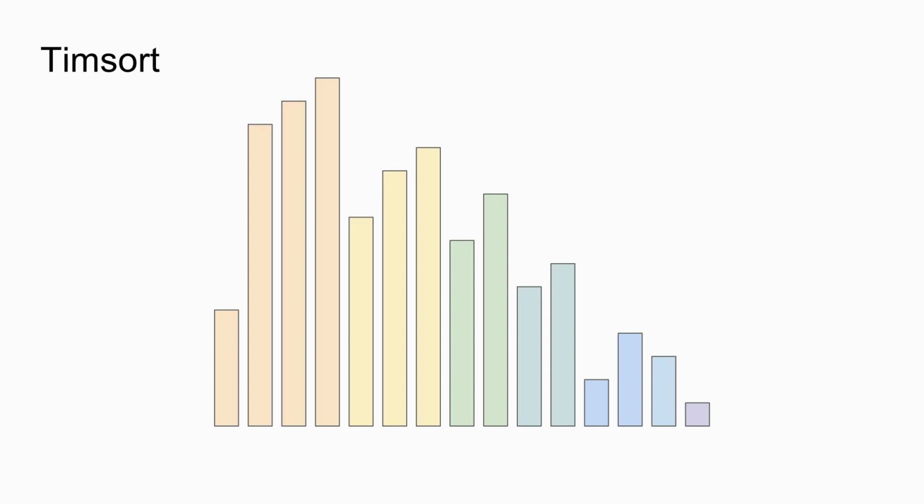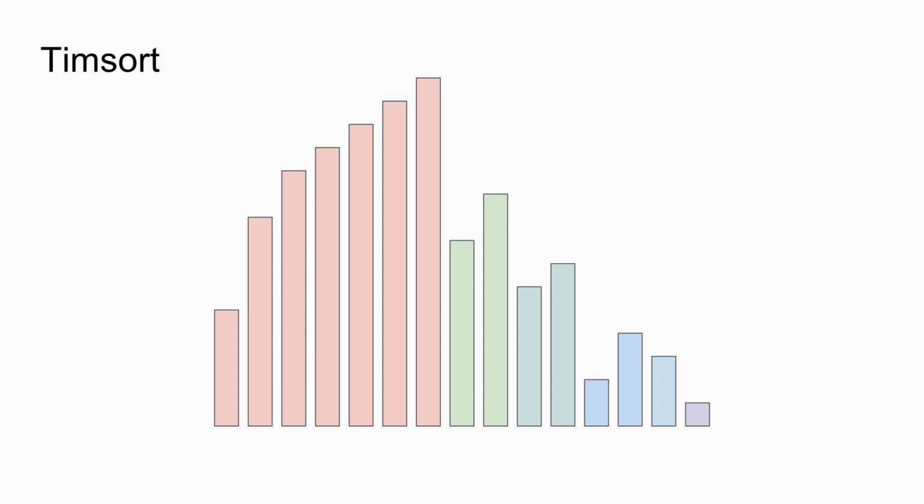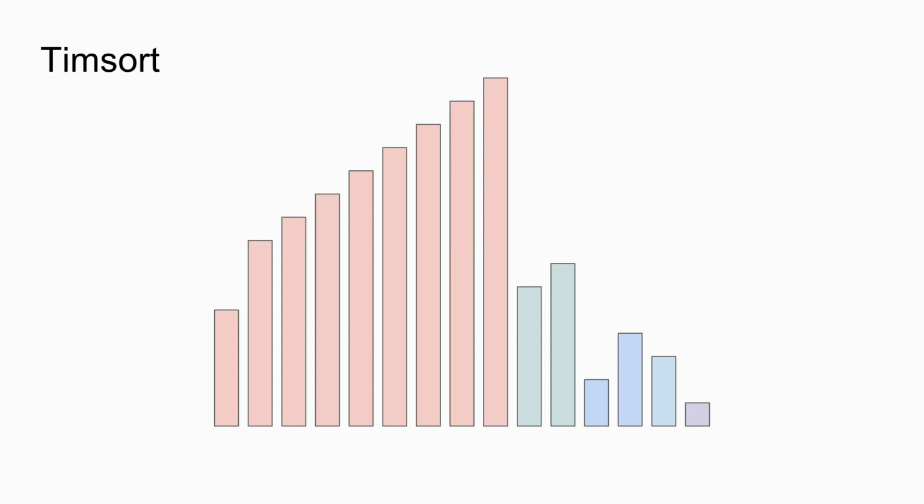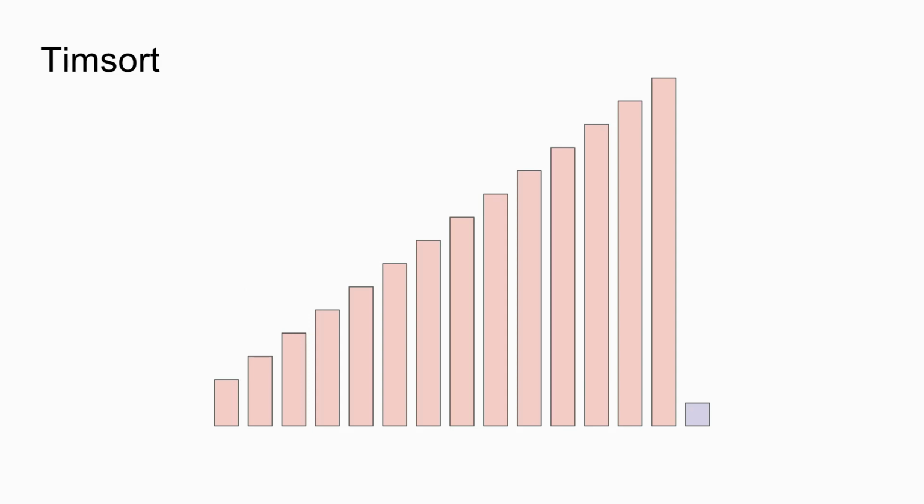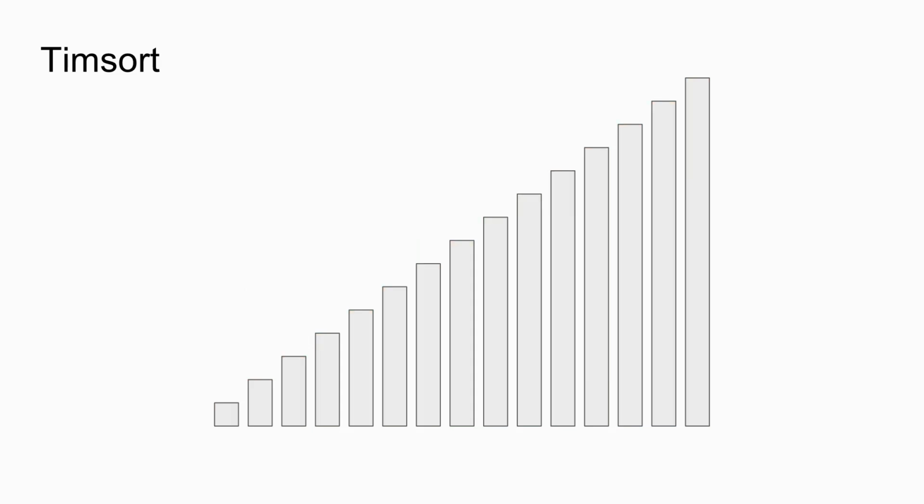And now we do something very similar to merge sort. We just take two runs and group them together, and we take the next one and merge it in, and keep merging each run in until we have a sorted array.